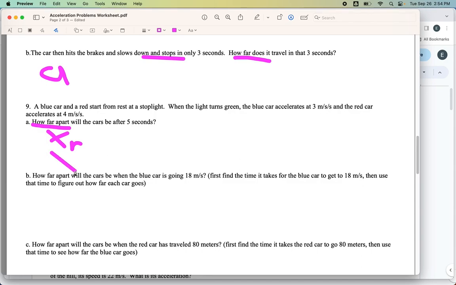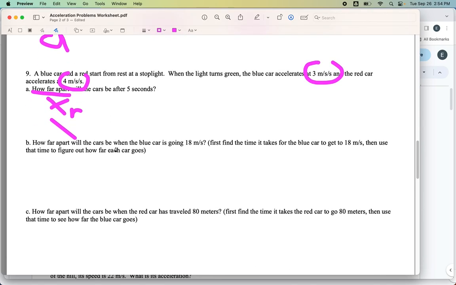Let's try it again. I would set up an x for the red car and then set up an x for the blue car and then find them both out. So this one you have the acceleration of the blue car and you have the acceleration of the red car, right? So just set up an x equals equation, same amount of time.